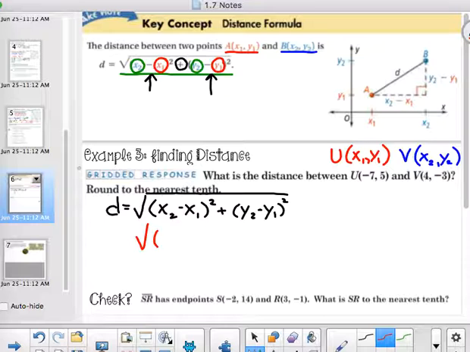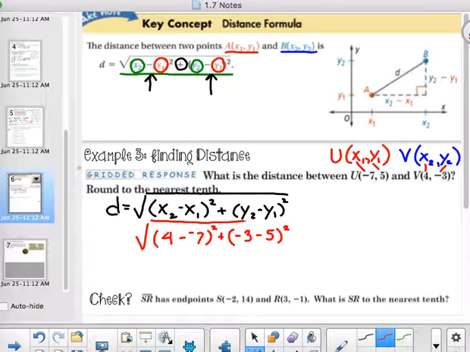My value of x2 is going to correspond to my value of 4. My value of x1 is going to correspond to my x value of negative 7. So we have minus a negative 7. I'll deal with that in a second. Y values. My y2 corresponds with the value of negative 3. My y1 corresponds with the value of 5, so we have minus 5.